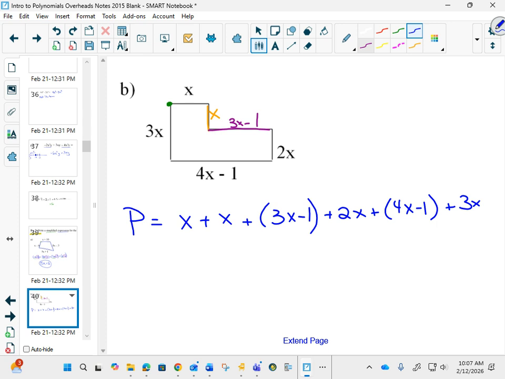Do I have some like terms? Yes. How about numbers? There's a minus 1, and a minus 1. How many x's do we have? 1, 2, 3, 4, 5, 6, 7. 7 plus 4 plus 3. 14 x's.